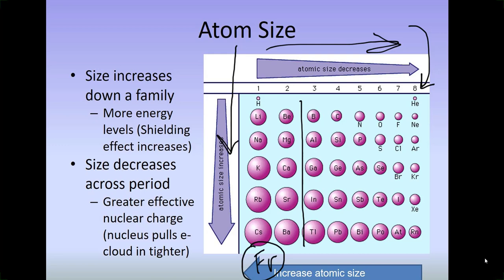Now, as we go across the period, how come the atom gets smaller? Well, that's because as I go across a period, I'm adding one proton as I go from element to the next element to the next element.